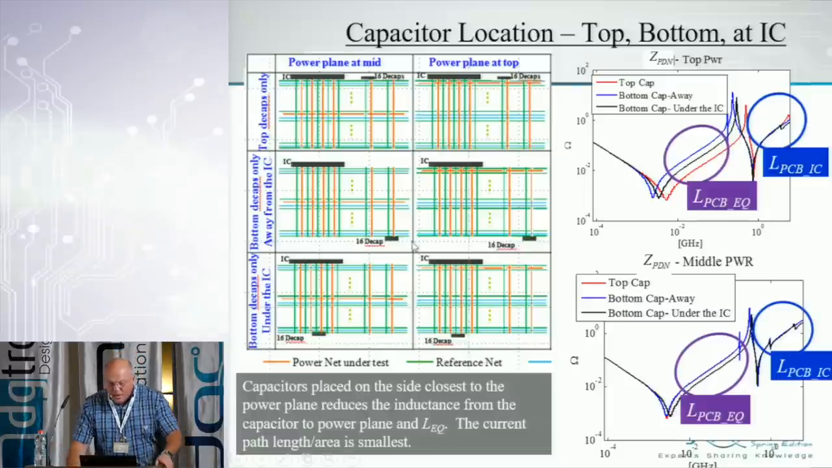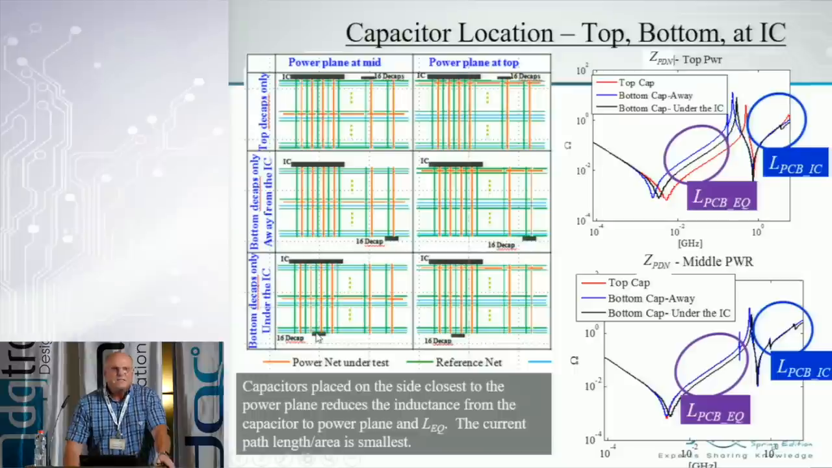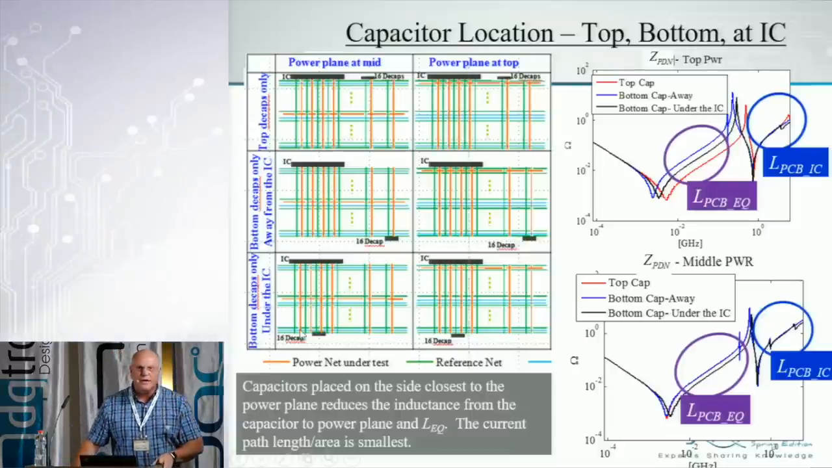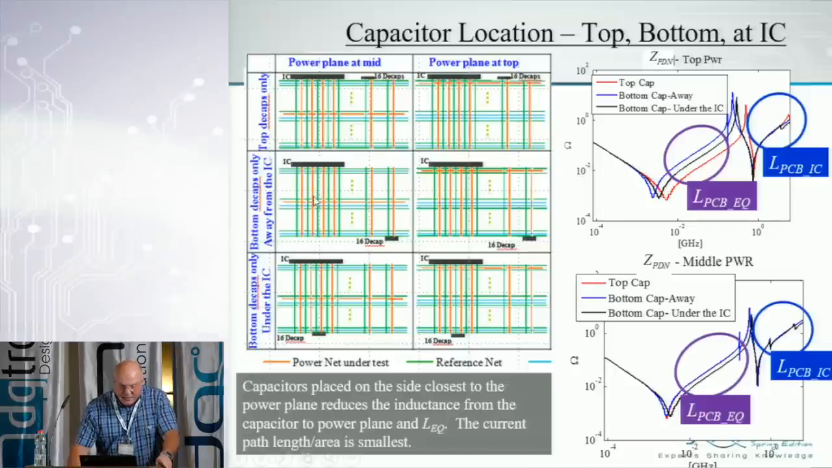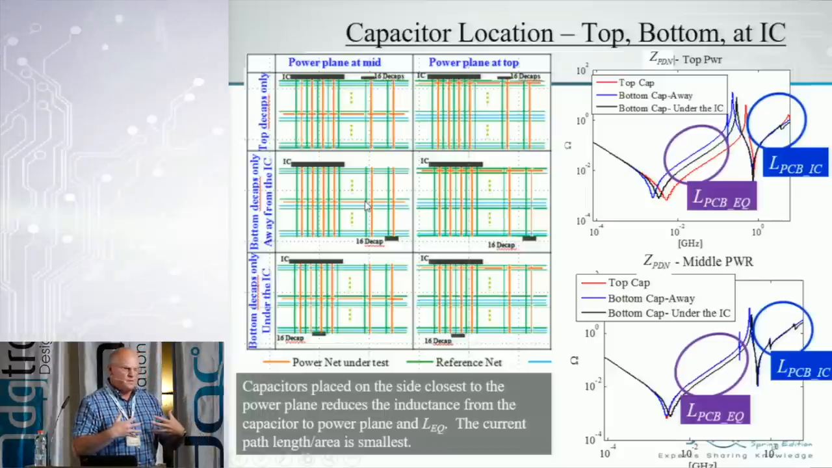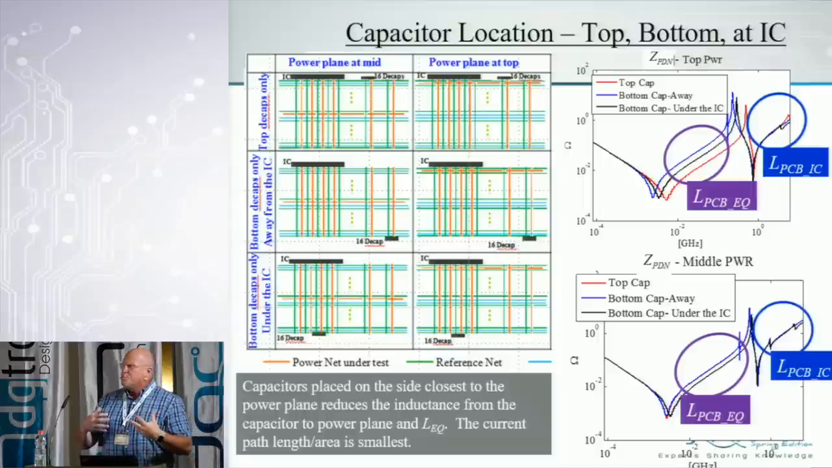Here, though, if we put them under the IC, that's a little bit better. How can that be better? It's all about the current path. Here I go down, over, and down, and of course back. Here, I only have to go down and back. The down and up are the same, but the difference in inductance is that piece of the inductance across the planes. This is pretty straightforward, relating the current path and the geometry.